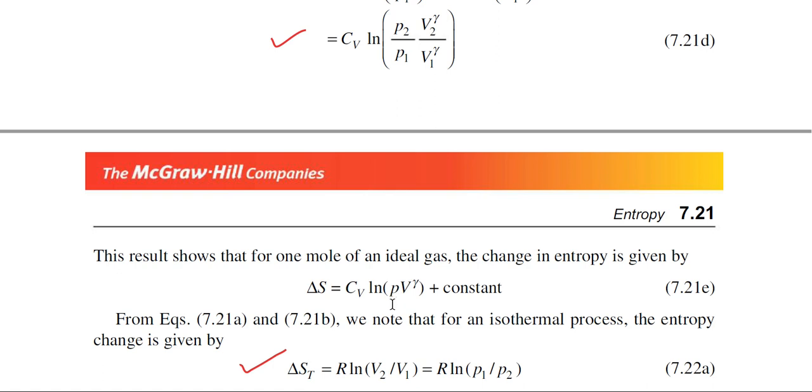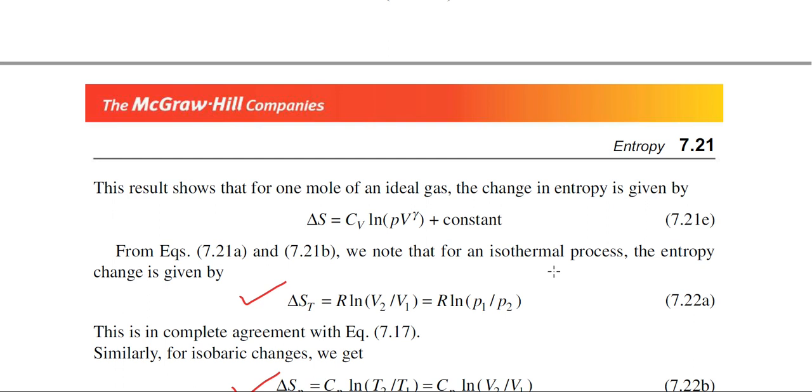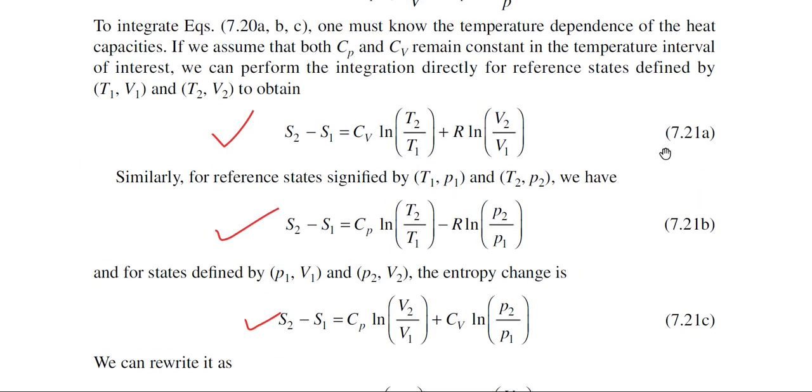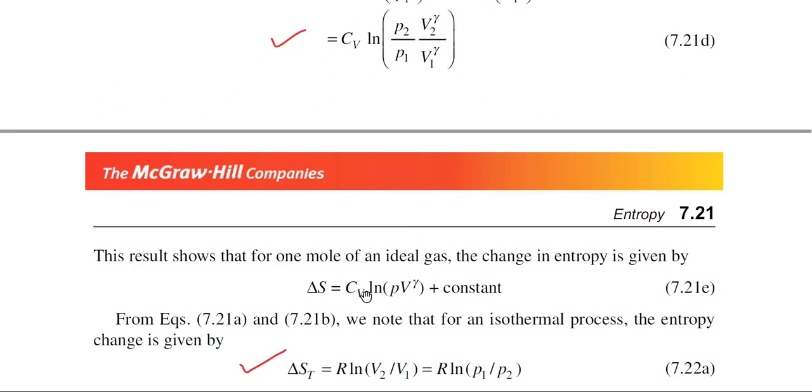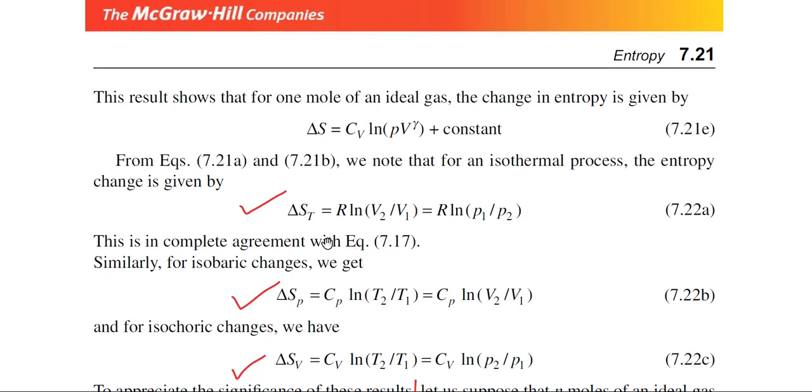And further, if you consider an isothermal process, then from the expression, that is 7.21 A and B, if it is isothermal, it means the temperature will be unchanged, then the first factor will not be there. Then these two formulas are reduced to this particular formula, that is R ln V2 by V1 or R ln P1 by P2. That is for isothermal process.